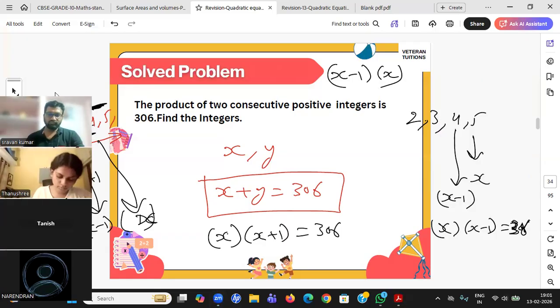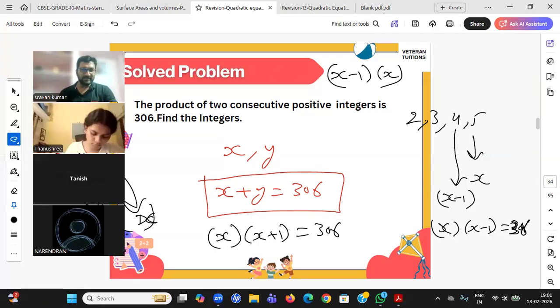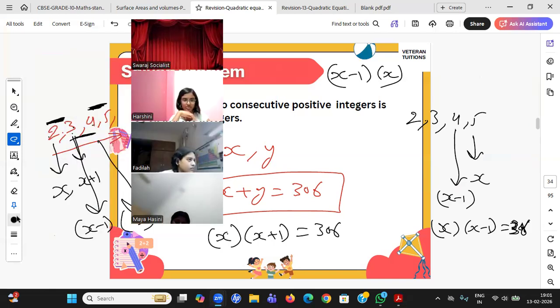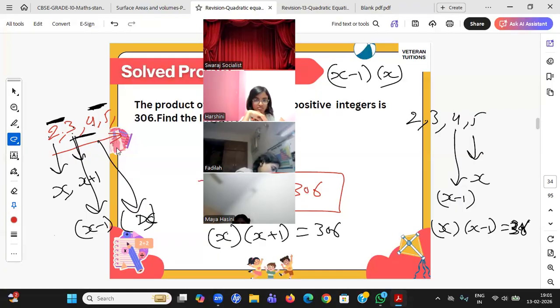Yes, Harshini. Will I get the same answer? Sir, I don't think so. So if not, then why? It's the same thing, right? You can either take the preceding number or the succeeding number. Exactly. So student, you will get the same answer. Either you take x and x plus 1, this is also consecutive. x minus 1 and x, this is also consecutive.